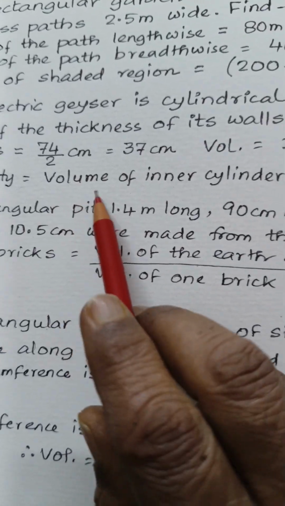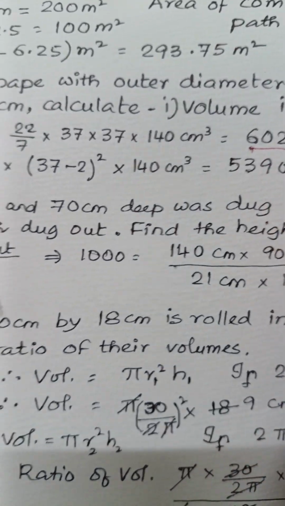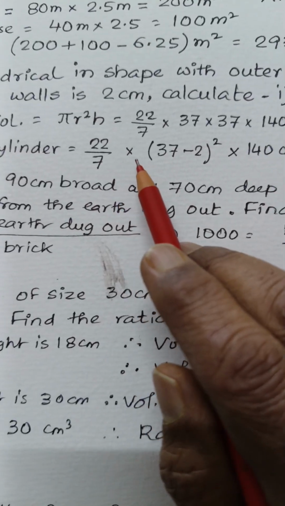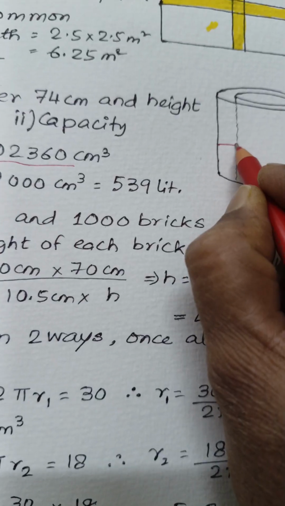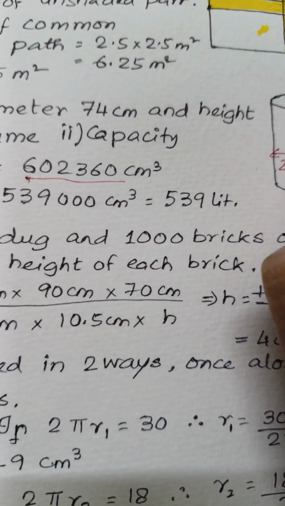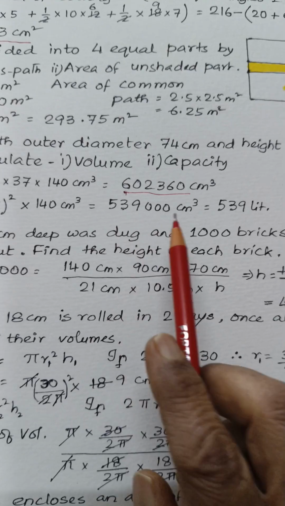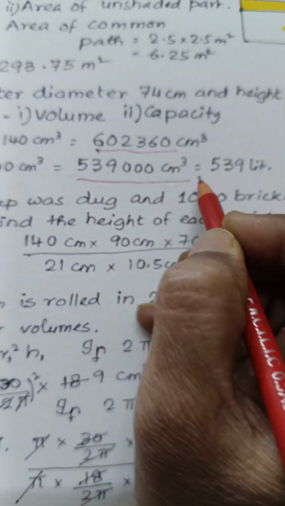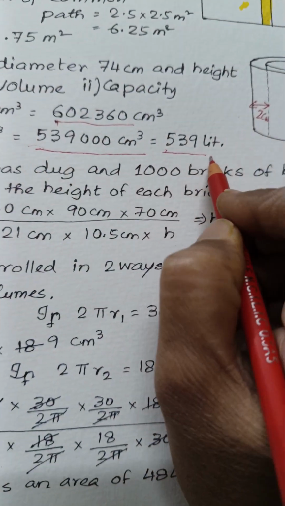Now capacity. Capacity is the volume of the inner cylinder. Capacity doesn't mean the volume of the outer cylinder. This was the volume of the outer cylinder. Now we have to calculate the volume of the inner cylinder. The volume of the inner cylinder is 22 by 7 into 37 minus 2 whole square. 37 minus 2, why? Because this is 2 centimeter in thickness. So we come at this conclusion. The capacity is 539000 centimeter cube, that is 539 liter, because 1000 centimeter cube is equal to 1 liter.